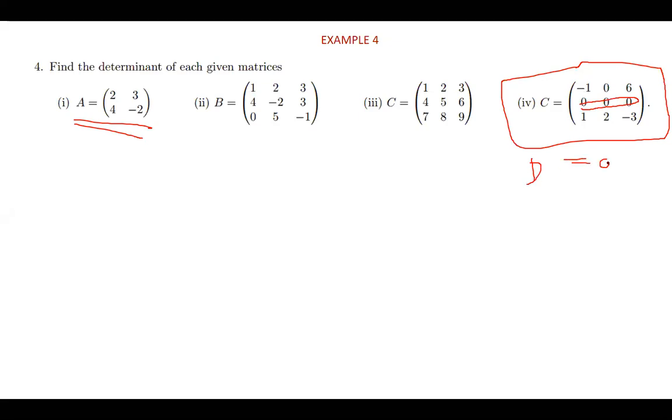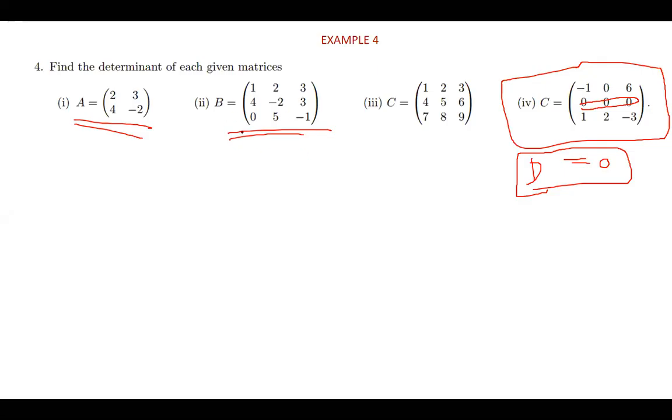Why? Because if I decide to use this row to find the determinant, I'm going to get everything to be zeros. So zeros times zeros, I'll still get the answer 0. For this last question here, you can try it in your spare time and make sure that you find the determinant is 0. Let's find the determinant for this one.